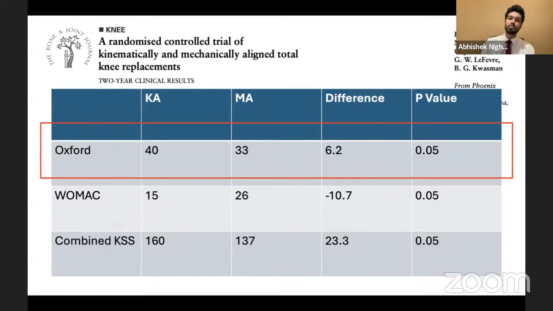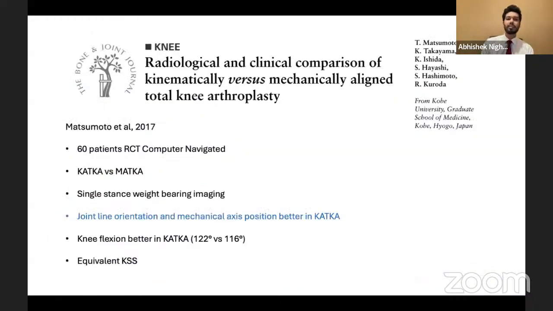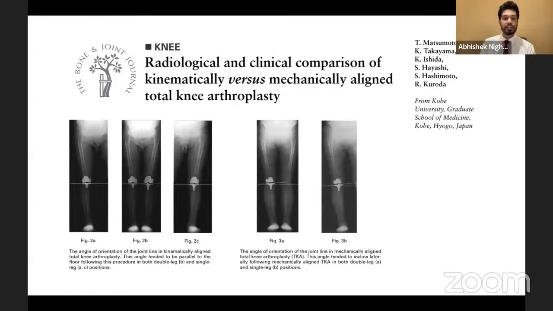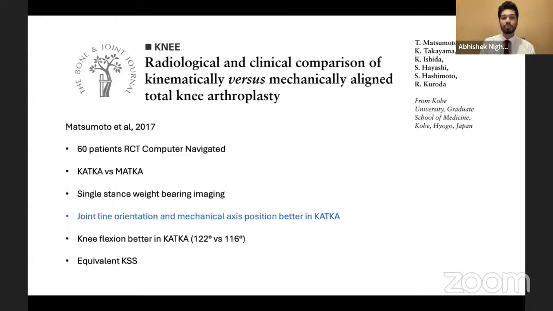However, this difference could not be reproduced in the later studies. We also look at the joint line orientation and mechanical axis position, which was studied by Matsumoto in the year 2017 in a 60-patient randomized control trial. He found that the joint line orientation is in fact better in the kinematically aligned knees as compared to the mechanically aligned knees. He also found that the knee flexion was slightly better in the kinematically aligned knees. The Knee Society score, however, was equivalent.